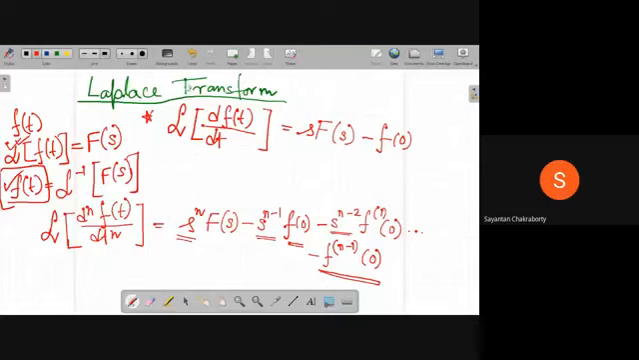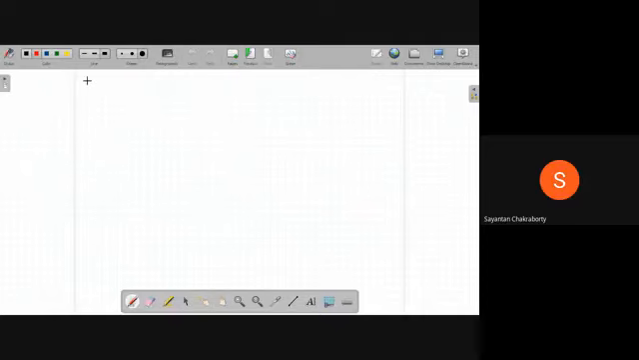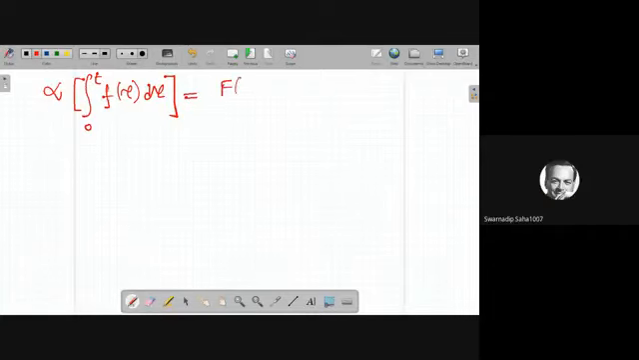Another important formula that you should remember is that of integration. If you have integration, because in differential equations we also find integrals, so it is sometimes called an integro-differential equation. Now, what is the formula for integration? Suppose integral from 0 to t of f(tau) d tau, if you take the Laplace of this, what you'll get? F(s) by s. Right. So these are the two very important formulas that you should always keep in mind.